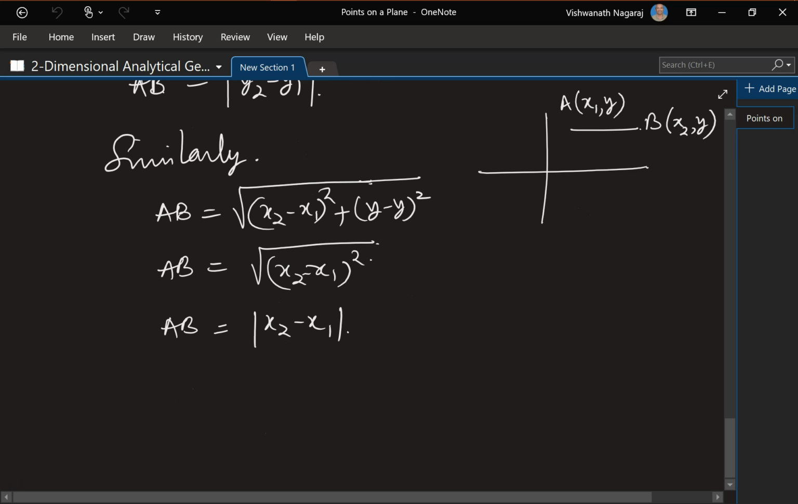So that is a point in a 2D plane, or just plane, and how to evaluate the distance of the point from the origin and from another point. That's it for now.